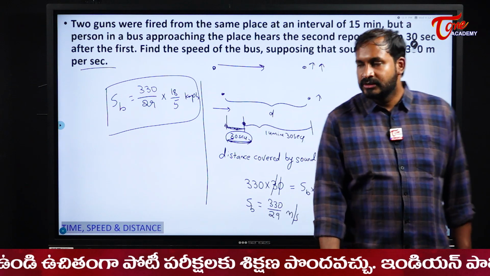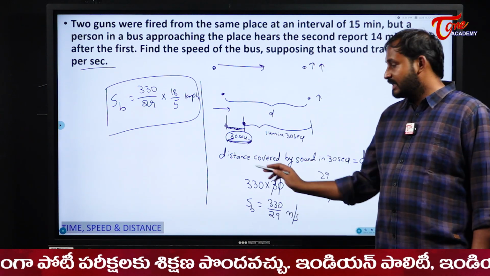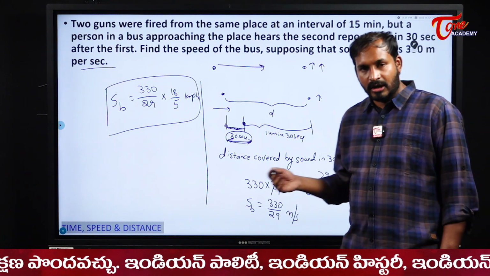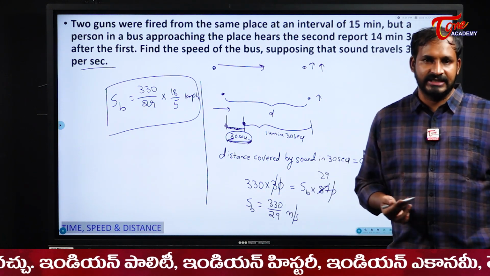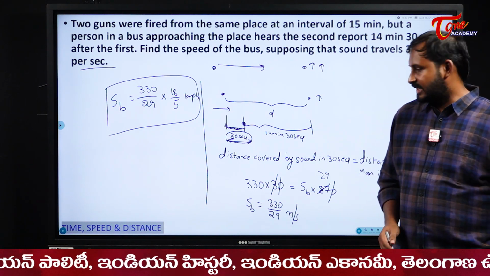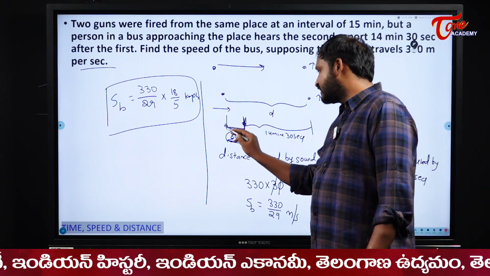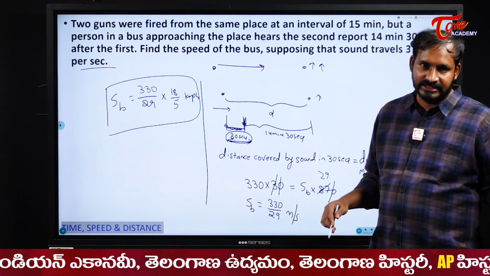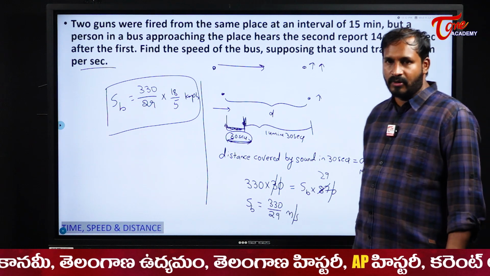Okay, understood? So you should understand this logic. The distance covered by sound in 30 seconds is equal to the distance travelled by the man or bus in 14 minutes 30 seconds. Here the sound had lost a journey of 30 seconds. This journey was covered by that bus in 14 minutes 30 seconds. Understood? This is the problem.